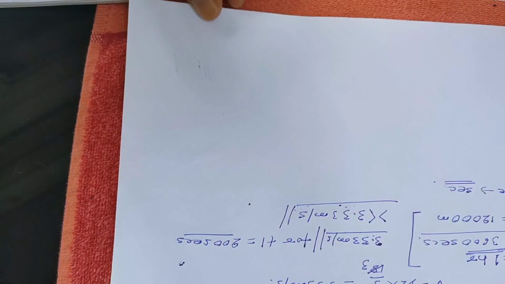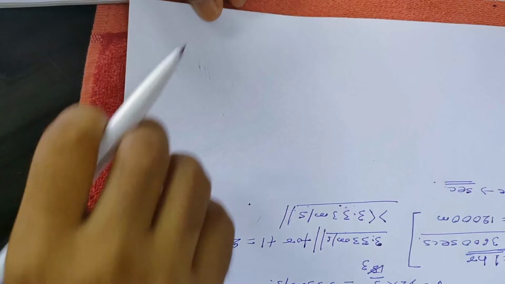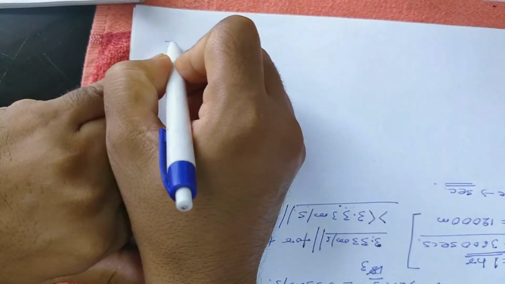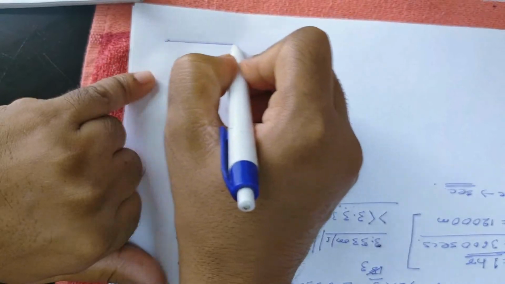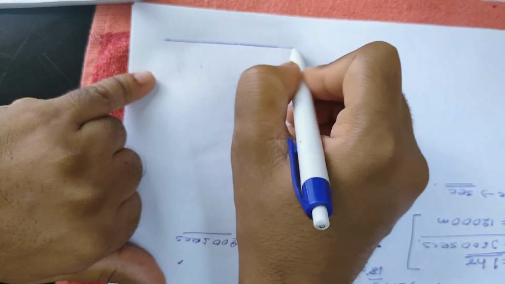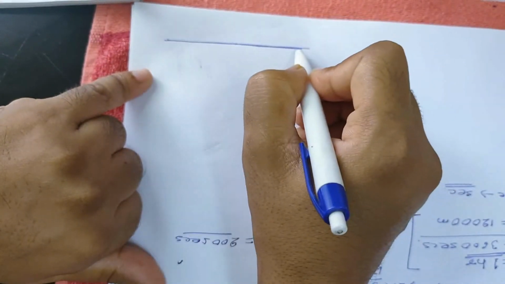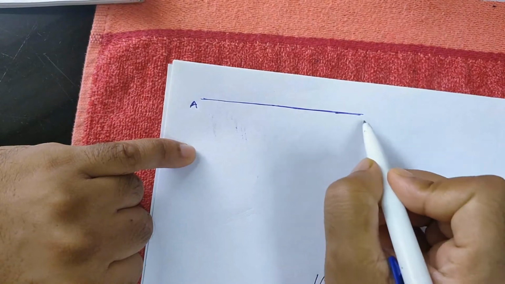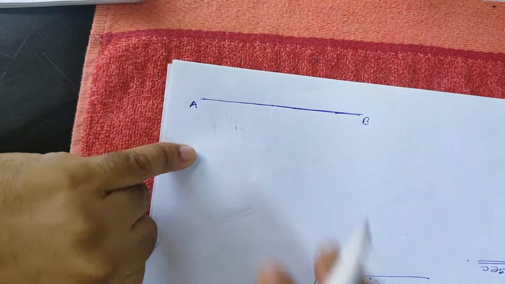The next concept is average speed. Okay, so let us take an example. So there is an object which starts from, say, point A, and it reached point B. Fine, guys.